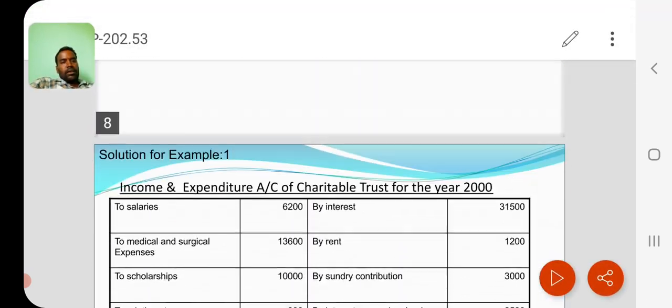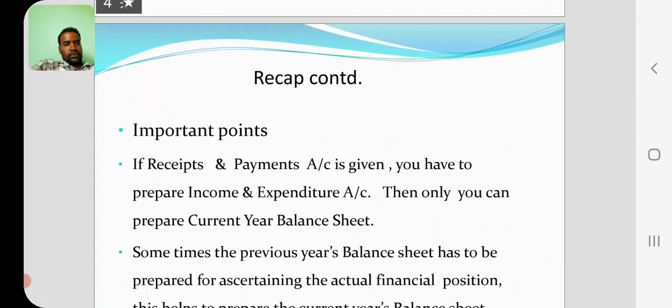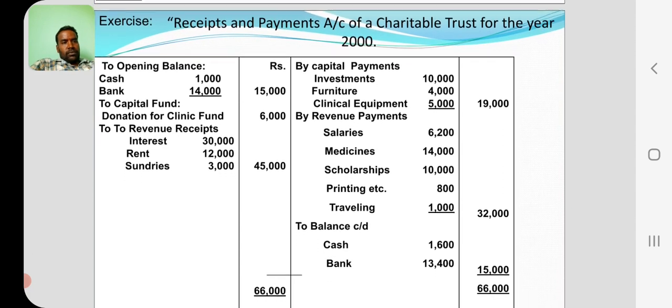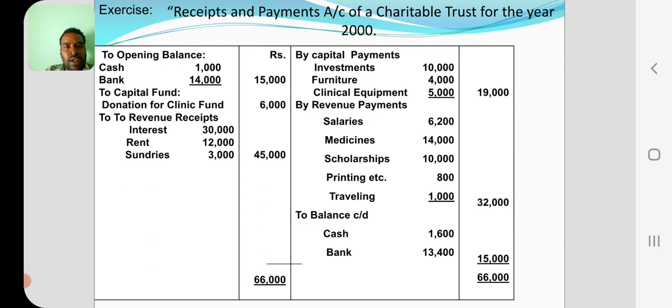Once again I am telling that, as in a trading concern, in a non-trading concern also we prepare some accounts. In trading concerns they prepare a cash book. In place of the cash book, in non-trading organizations we prepare the receipts and payments account. Both have similar qualities. Why? Because both follow the real account rule, that is debit what comes in and credit what goes out.